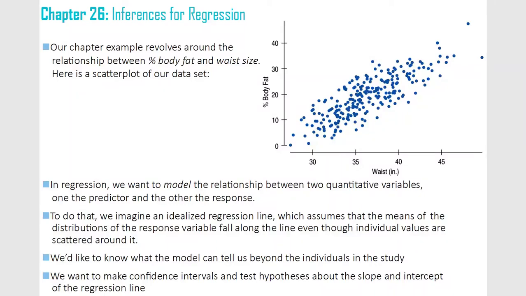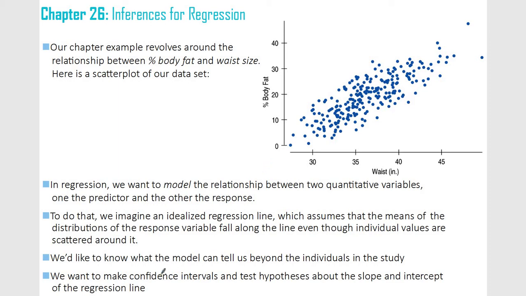Hello. Today we're going to talk about chapter 26, Inferences for Regression. This chapter is going to revolve around percentage of body fat and waist size. Here you've got a scatter plot, and we want to model that relationship, and we can see that it's a linear relationship. We've done that before, but here we're going to take it a little bit further.